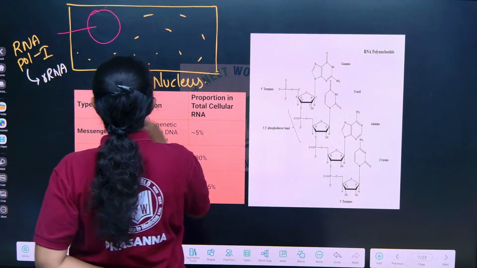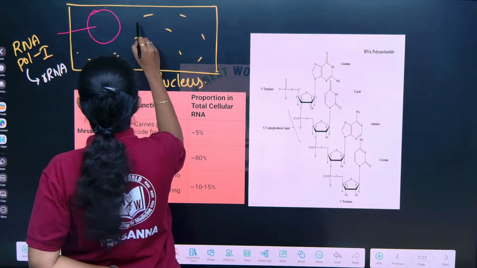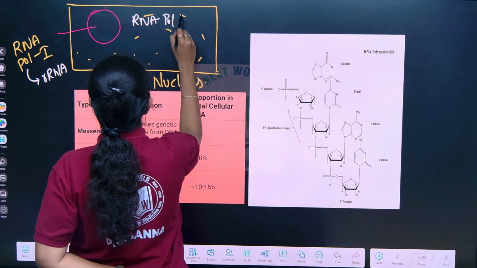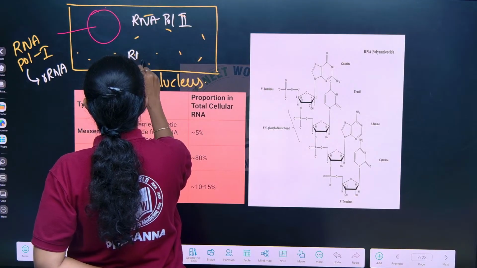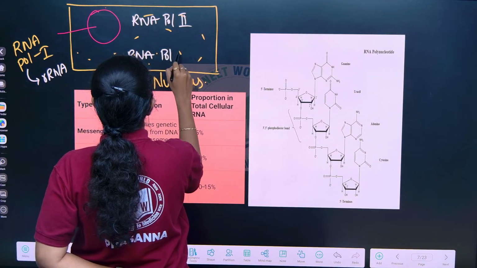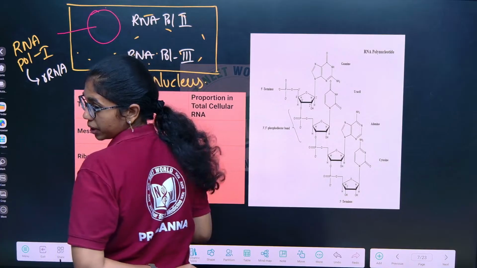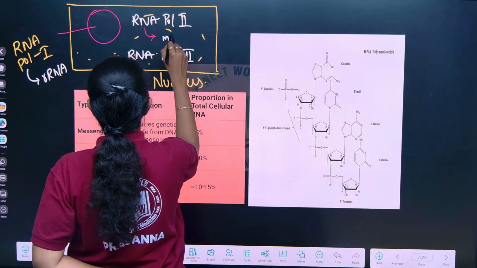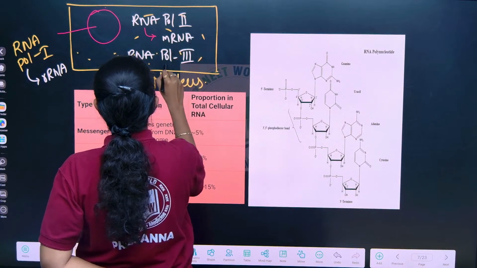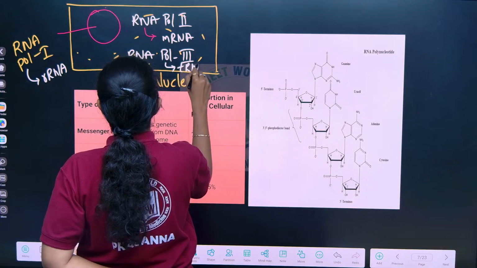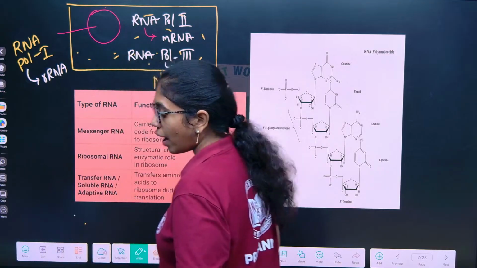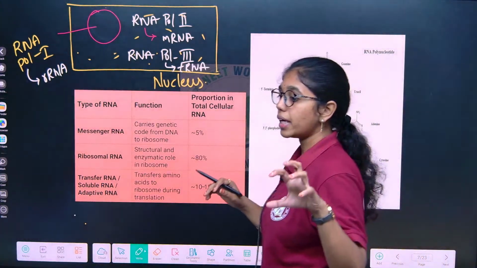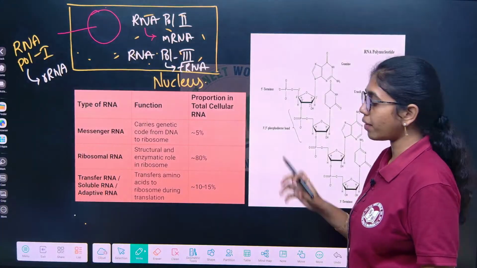Fine. In the nucleoplasm, we have RNA polymerase 2 and RNA polymerase 3. RNA polymerase 2 will synthesize mRNA or messenger RNA. RNA polymerase 3 will synthesize tRNA or soluble RNA or adaptive RNA as well, because it helps in the transfer, it helps in the making of amino acids, okay, from triplet codon.